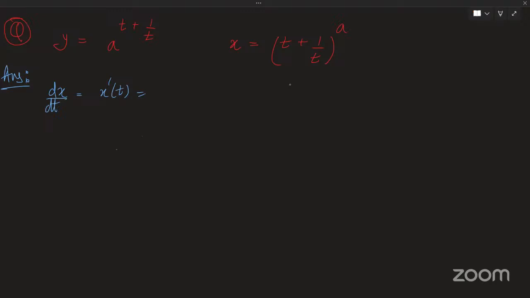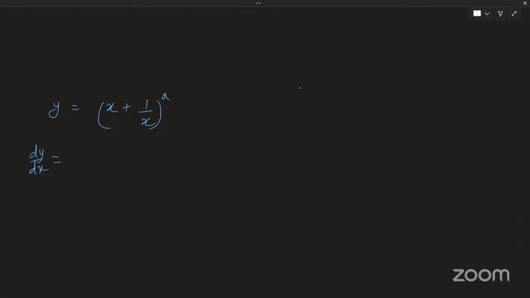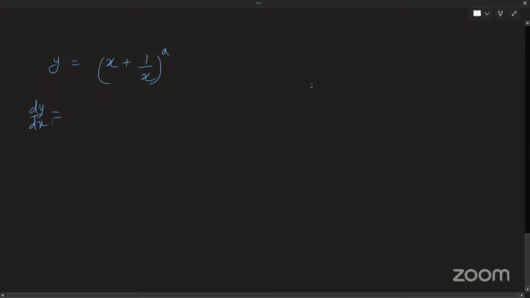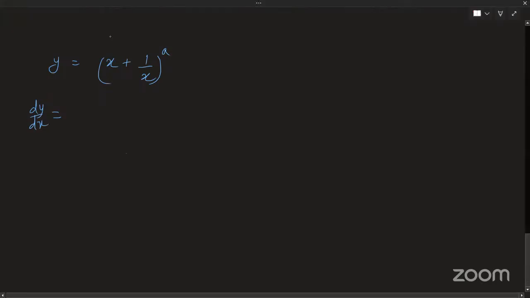Okay, so just tell me, for example, I give your y as x plus 1 by x whole raised to a. If I ask you to calculate dy by dx, which function has been inserted inside which function? It is really basic. It is like a normal use of chain rule. Can you see any chain rule applied over here?